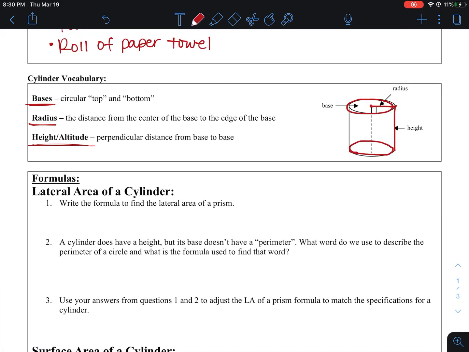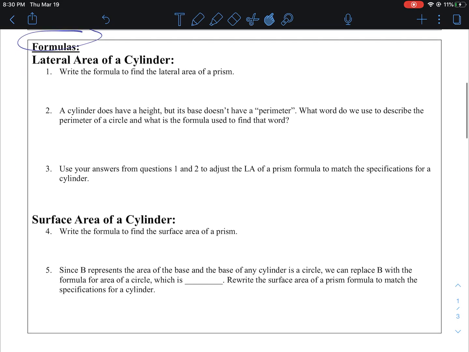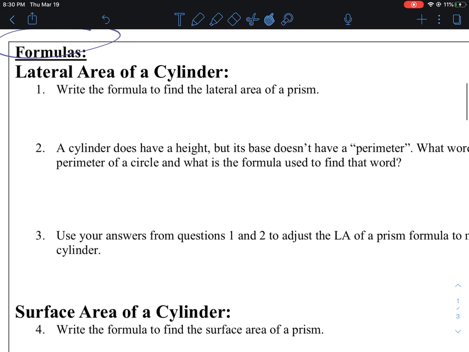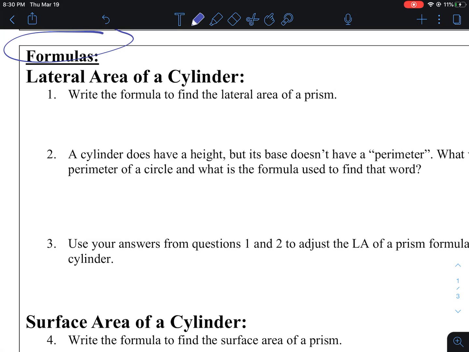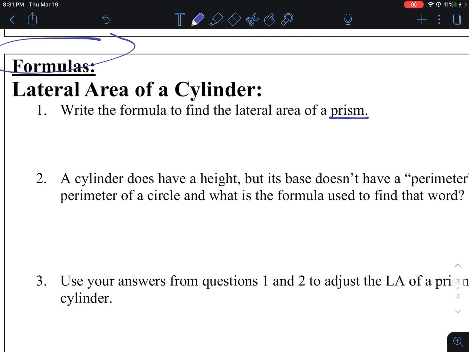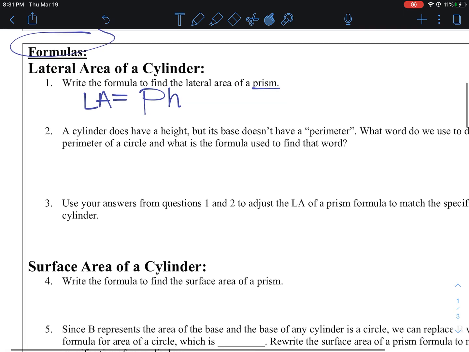Okay, so now let's talk about formulas. Just like for prisms, there was one formula for lateral area and one formula for surface area, same thing with cylinders. So we're going to answer a few questions to lead us to the formula for both of these. Write the formula to find the lateral area of a prism. Hopefully you remember this because it was from just a few days ago. The lateral area of a prism was the perimeter of the base times the height, right? Remember that?